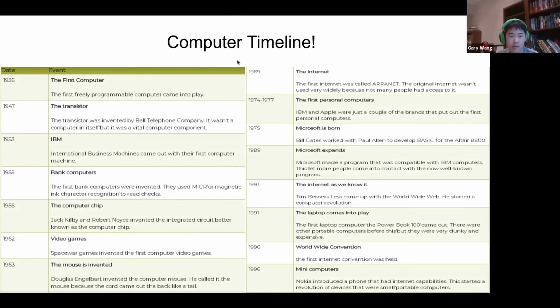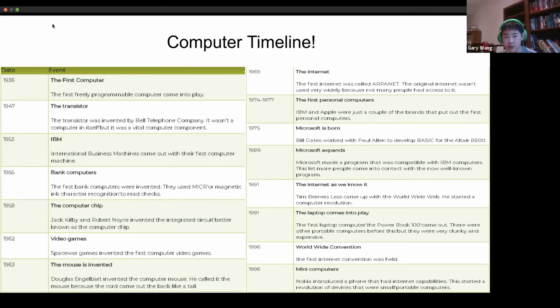Yeah. So first, in 1936, the first computer was made. This was a programmable computer. It was very slow, one of those ancient kinds of computers, like the typewriter kind of things. So that was the first type of computer. In 1947, they made something called the transistor. The transistor was invented by Bell Telephone Company, and it wasn't a computer, but it was a vital computer component, a part you would need for a computer to function.